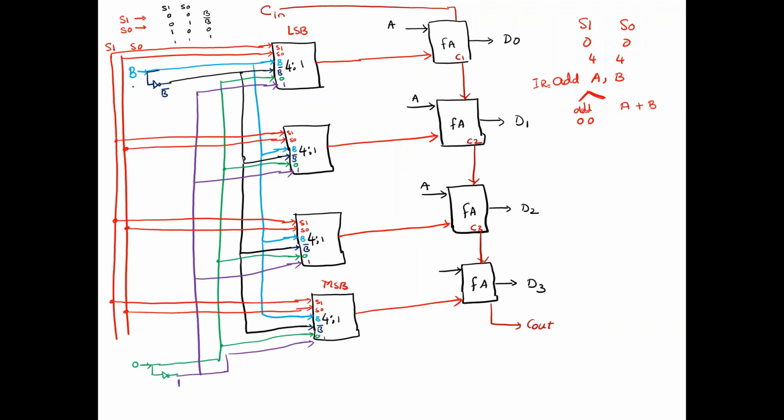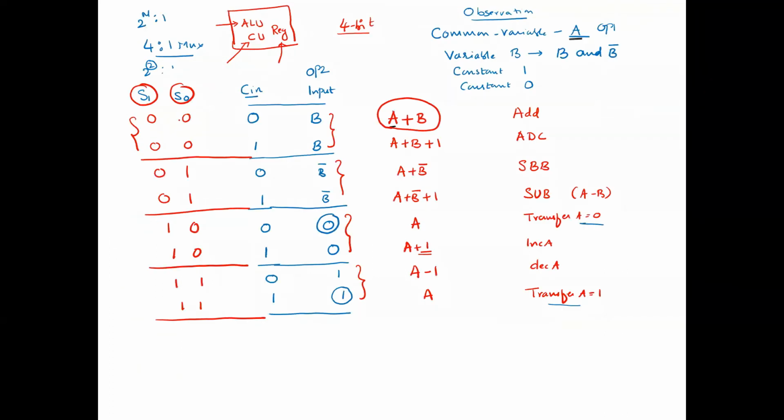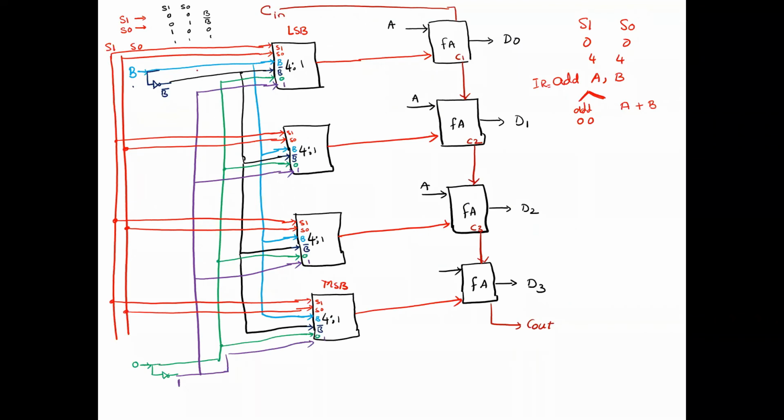ADD will not be understood by the processor, right? So for ADD, we have decoded it as 0 0, right? So now what will we do? We will set here 0 0. If the select line S1 is 0 and S0 is 0, which line will it select in all the 4 multiplexers: the blue color one, the black color one, the green, or the purple? The blue one, right?